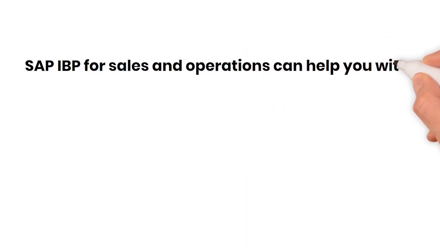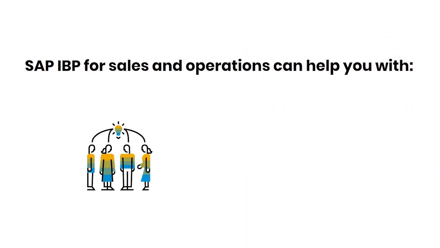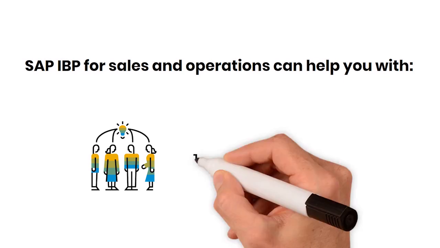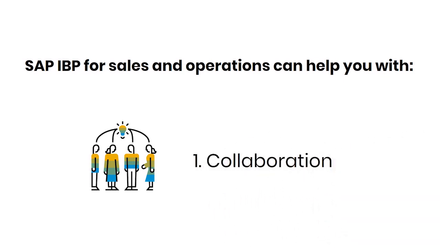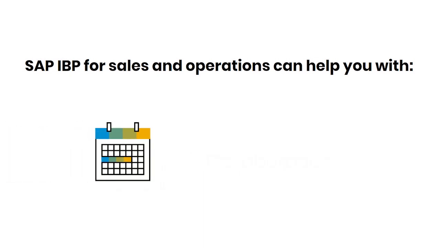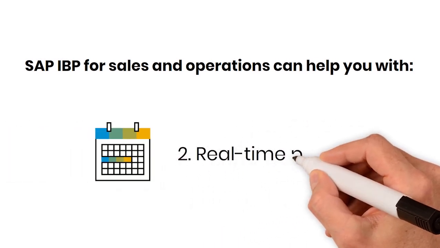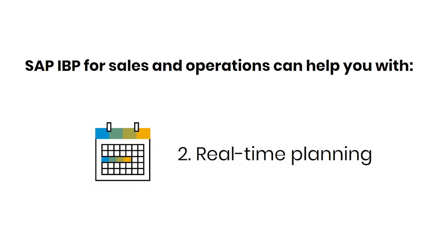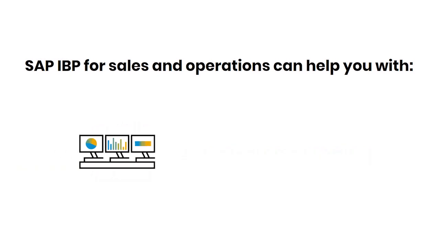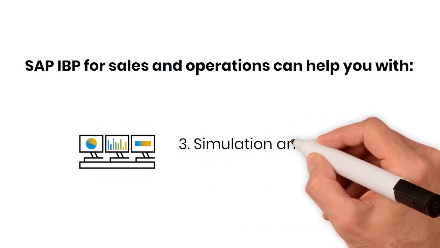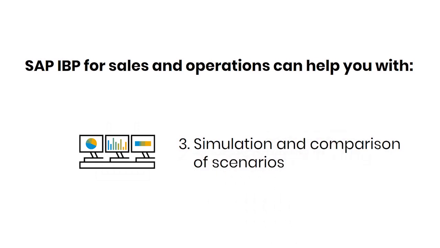Sales and operations planning can help you with 1. Collaboration. Break down operational and planning silos and improve teamwork and efficiency in the planning process. 2. Real-time planning. Balance demand and supply, integrate financial and operational planning, and link high-level strategic plans with mid- and long-term business plans. 3. Simulation and comparison of scenarios.